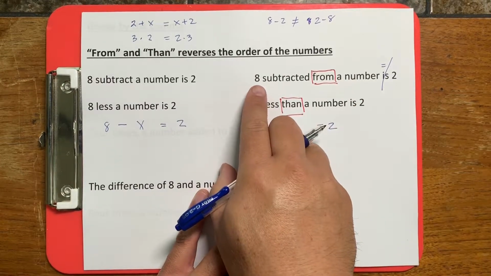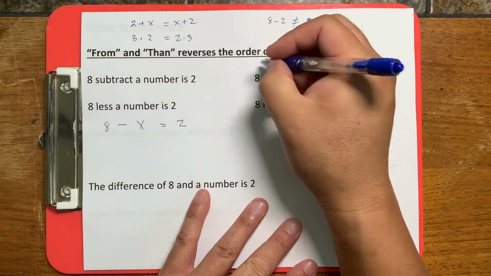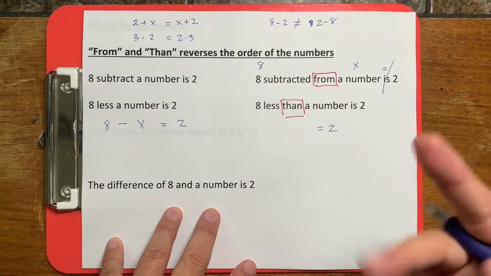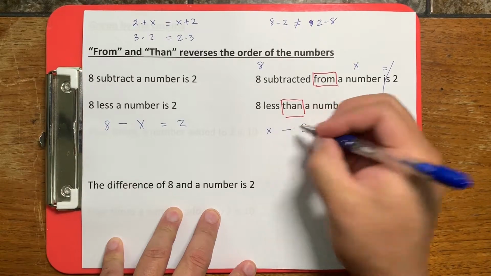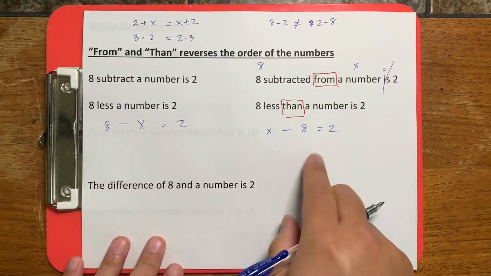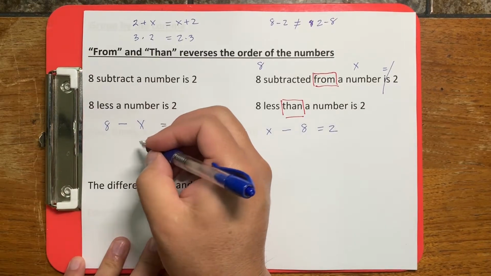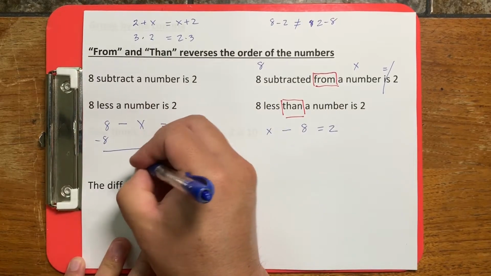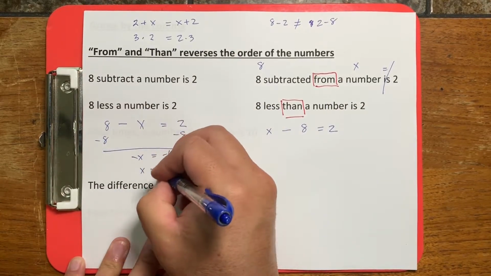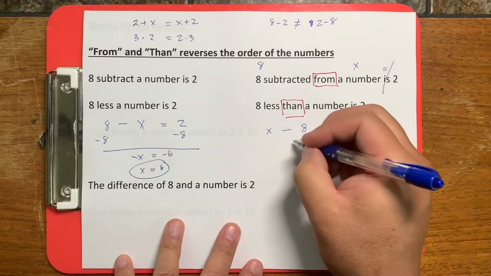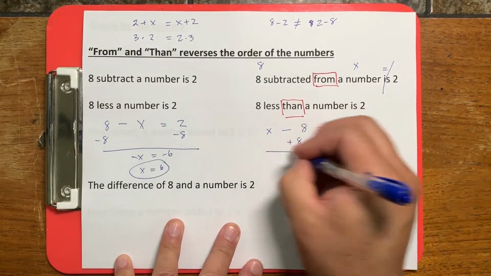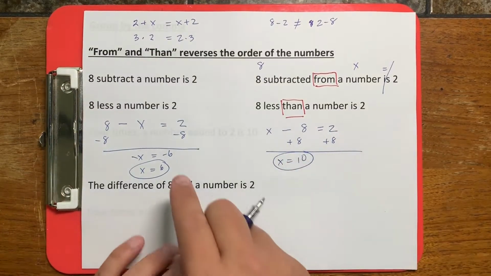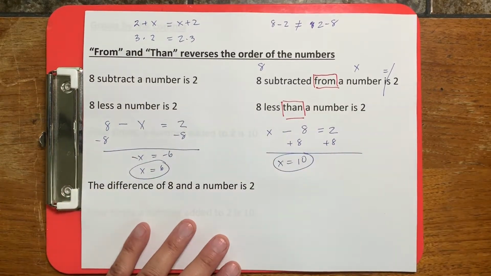Now let's look at this side. 8 subtracted from a number. Here's 8 and here's x. Because we have the word from, we're going to flip the x and the 8. You can see that these will give me different answers. This one is 8 minus x is equal to 2, so minus x is equal to minus 6, x is equal to 6. Over here we have x minus 8 is equal to 2, plus 8 plus 8, x is equal to 10. So you can see that if you get the order incorrect, you'll get the wrong answer.